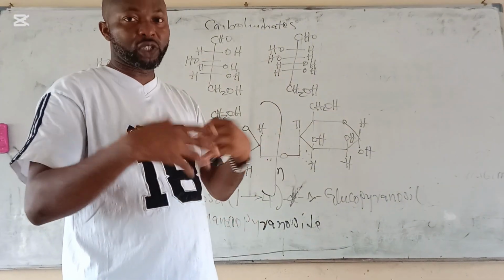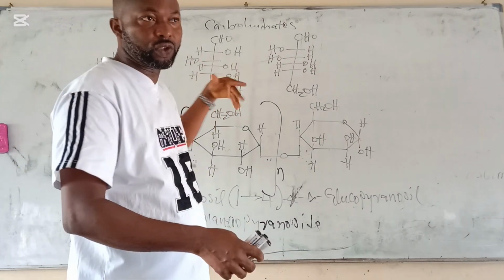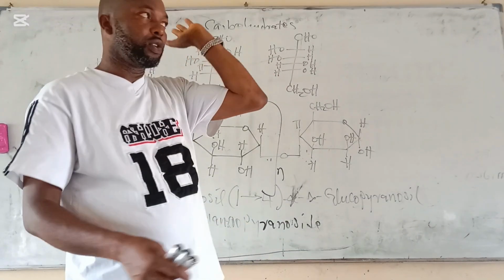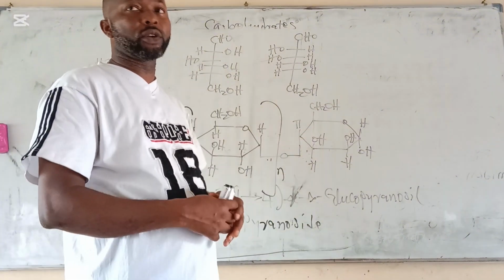So basically, most importantly, do not forget to first know the structure of your glucose, your mannose, your galactose, all of that, and how to get their rearranged structures. If you do that, I guess you're going to be fine.